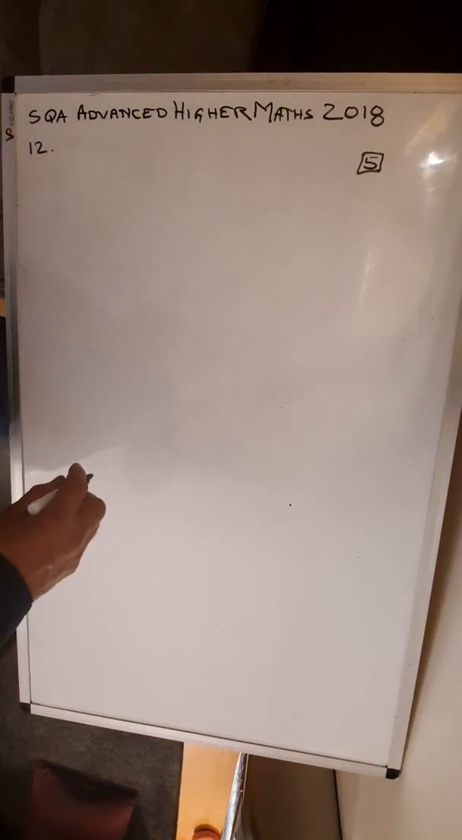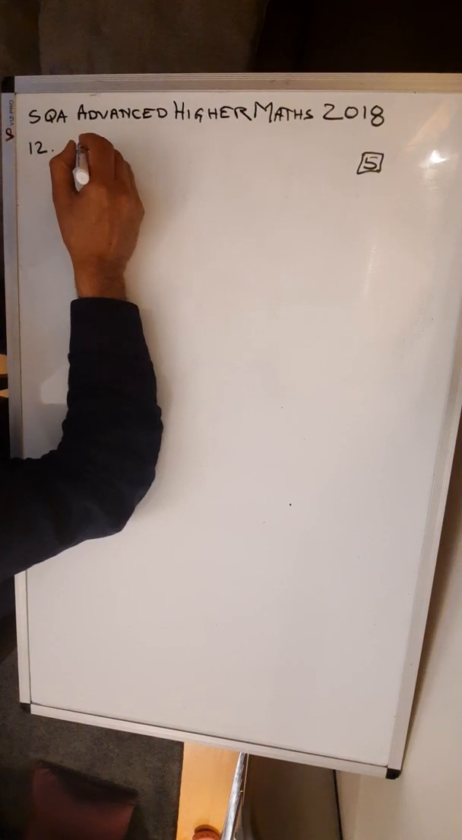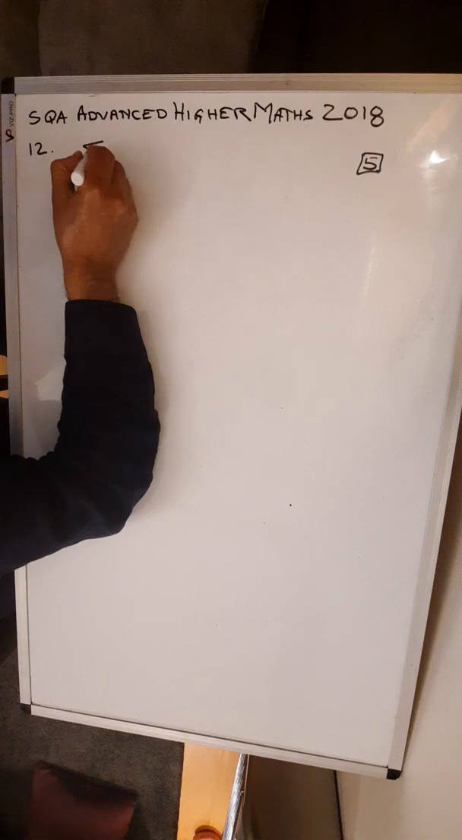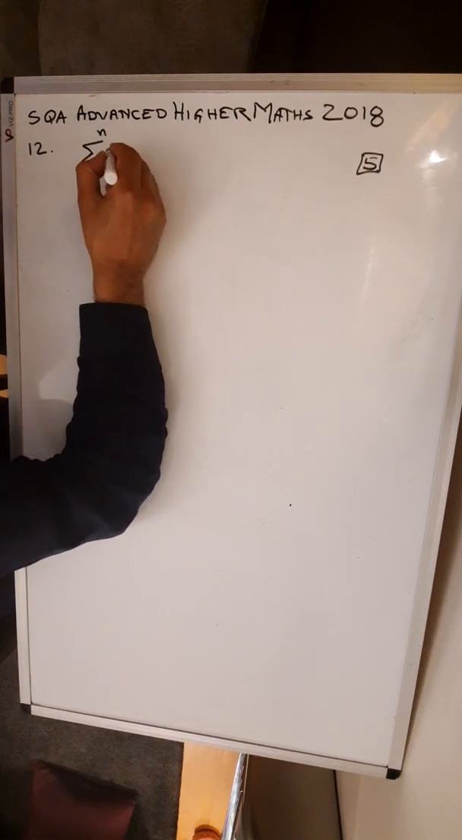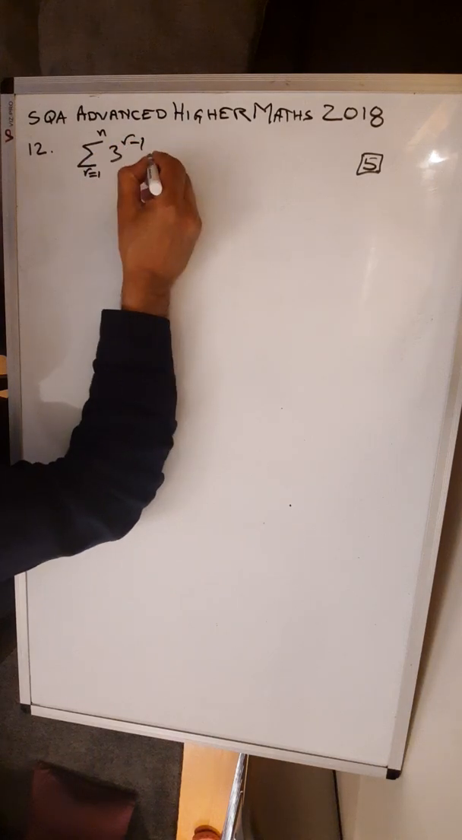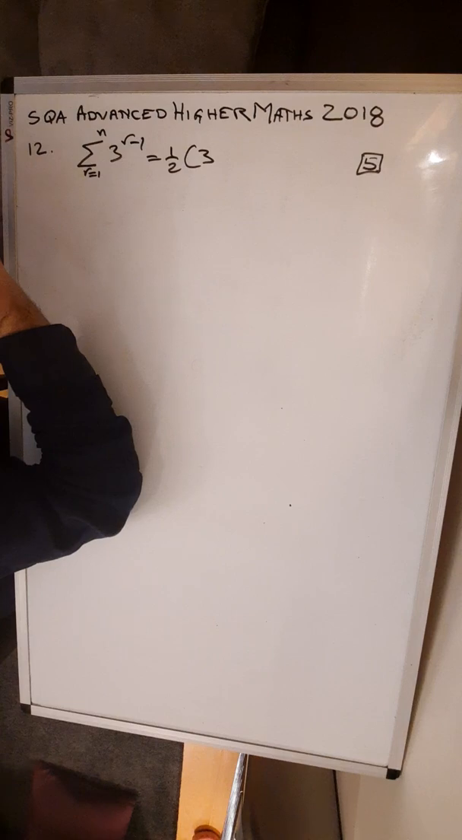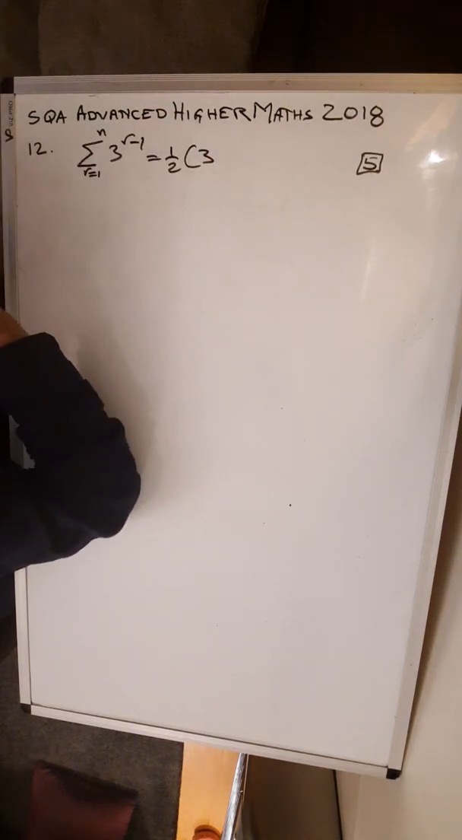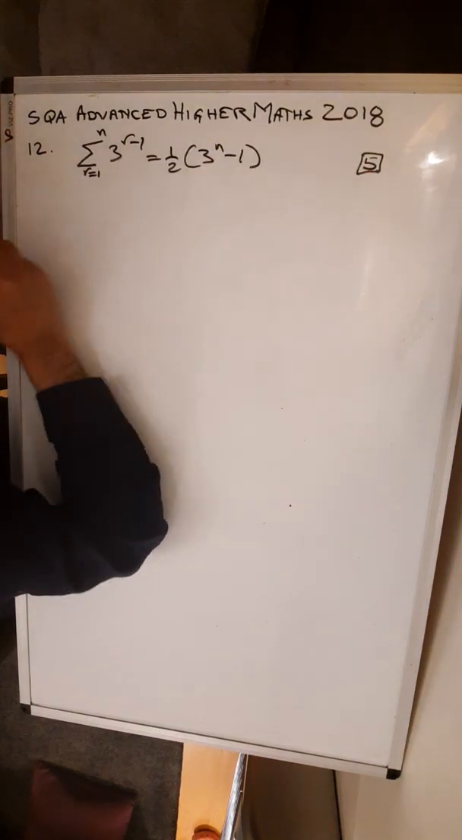SQA Advanced Higher Maths 2018, question number 12. Prove by induction that for all positive integers n, the sum of r equals 1 to n of 3^(r-1) is equal to 1/2 times (3^n - 1). This is for 5 marks.